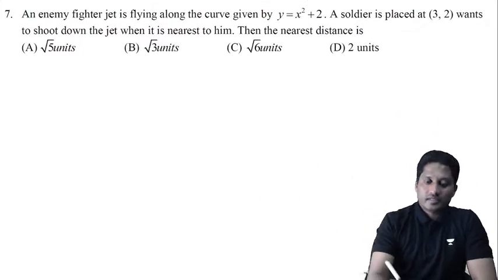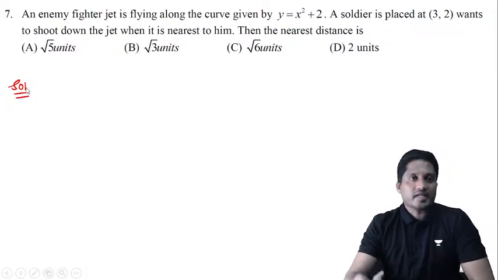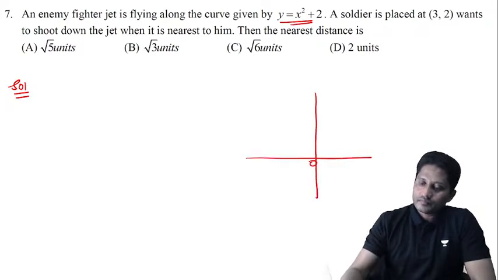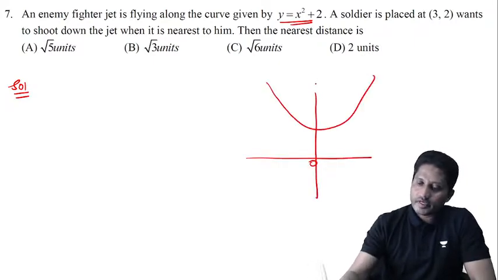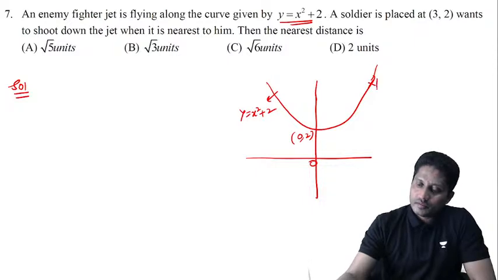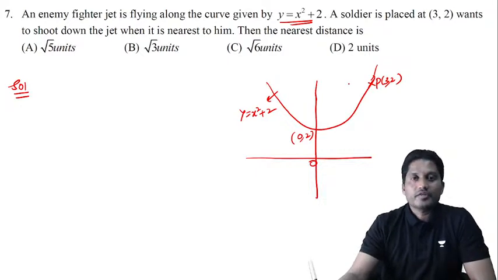Question number 7. There's a similar question in the NCERT worked out example and in the exercise as well. y equal to x square plus 1 is an upward parabola. y equal to x square plus 2 is an upward parabola which will be shifted 2 units up. A soldier placed at the point (3, 2) wants to shoot down the jet which is nearest to him.